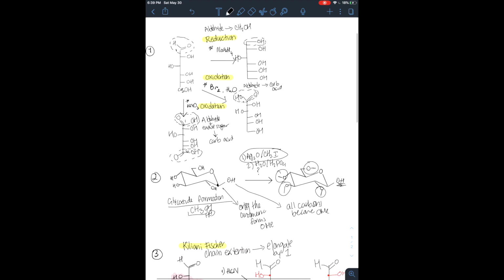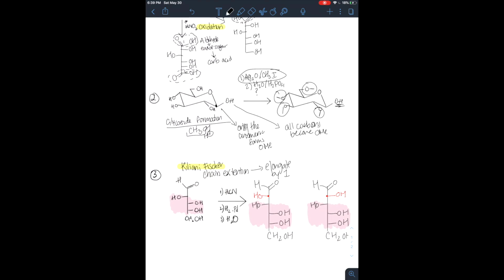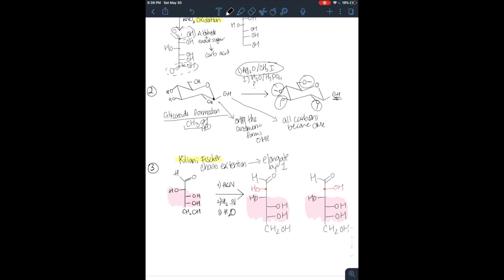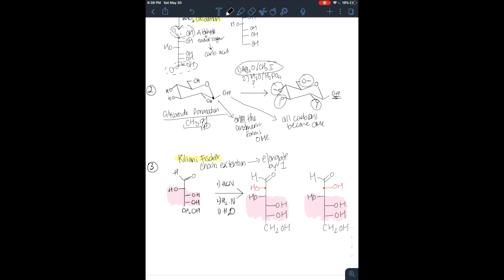Okay, so for the last one, this is a Kiliani-Fischer, and what it does is it's a chain reaction. So it'll elongate the chain by 1 carbon. And so we have the reactant right here, and what happens is that we're going to add an additional carbon. So I drew that in red, and it'll be on the second carbon, and we have both the epimers of that because it could be on either side.